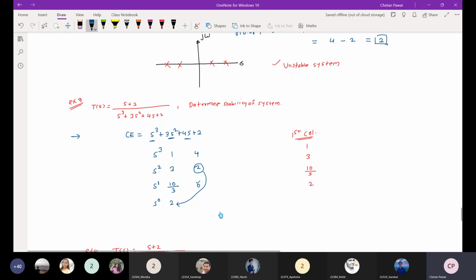So you can see all positive terms are there, no sign change. So the number of sign changes is equal to 0. So that is equal to the number of poles in RHP. Okay. So number of poles in LHP. Can you tell me the number of poles in LHP? 3 poles. So the system is a stable system.